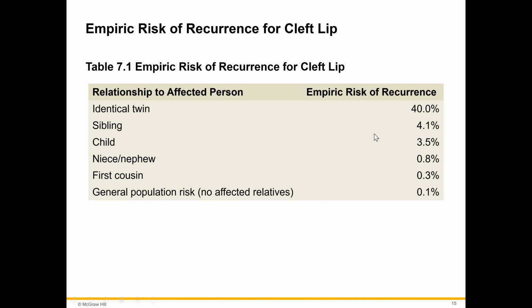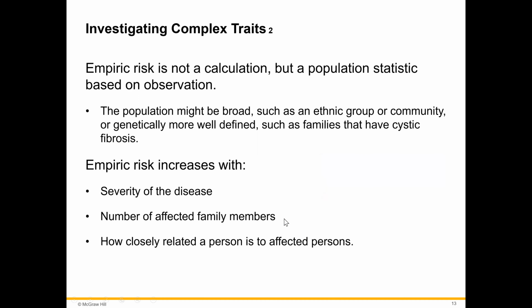In a sibling, it's only 4%. In a child of a parent that has a cleft lip, it's 3.5%. In a niece and a nephew of a person who has this cleft lip, it's 0.8%. First cousin, 0.3%, and in general population, risk with no affected relatives will be 0.1%, right? So that's empiric risk. Again, it's a statistic based on observation, right?